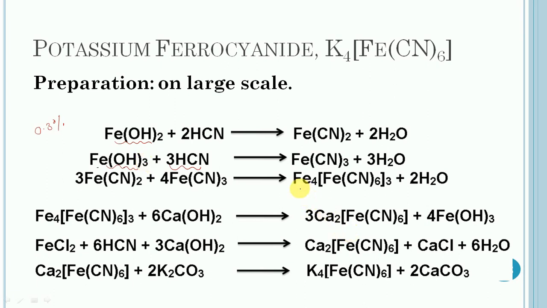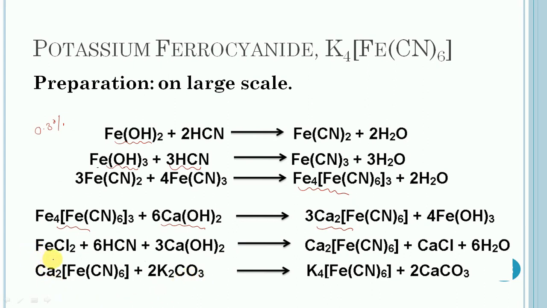Then this compound gets formed, which is called ferric ferrocyanide, or most commonly Prussian blue. Then this ferrocyanide is treated with lime water and it will get converted into calcium ferrocyanide, which is soluble in solution.